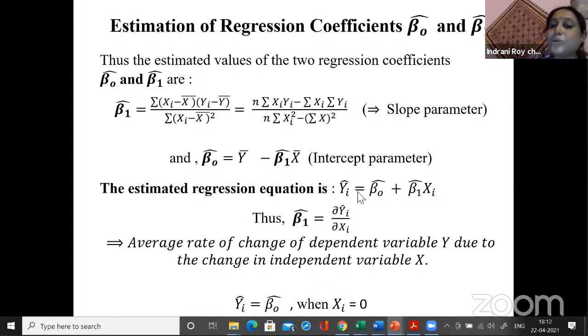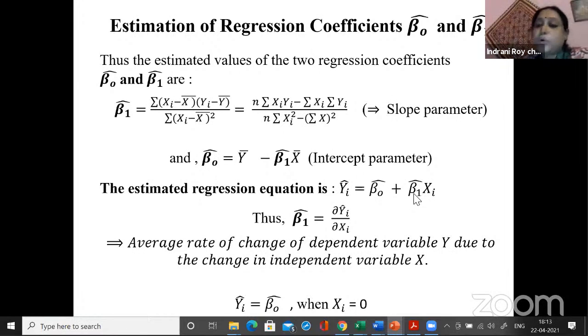Now, once you have calculated them, your regression line, your best fitted line, is constructed. This you can claim as a unique line, which is your regression line or the best fitted line, which captures the relationship between y and x. Now you have to basically interpret these two regression coefficients.